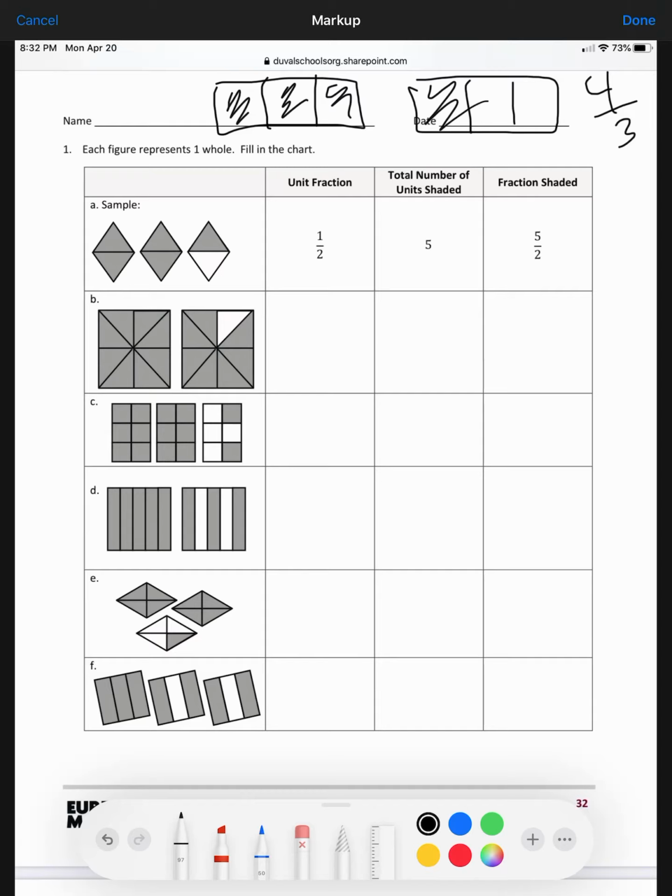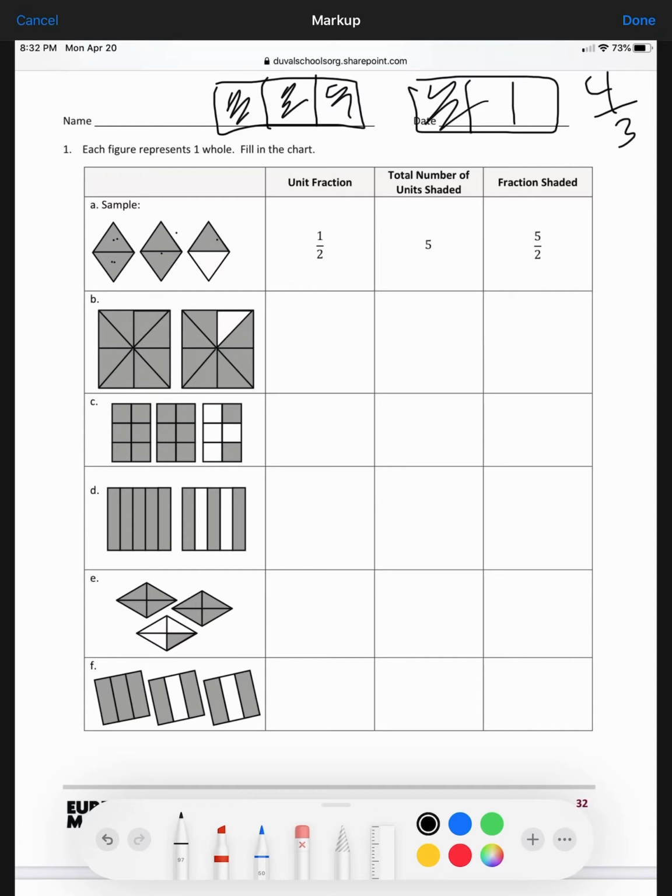So let's look at A. We have 3 diamonds here. We have 3 objects here. How many pieces is each object broken into? 1, 2. So our unit fraction is 1/2 because it's broken into 2 pieces. How many total number of units are shaded? Let's count them. 1, 2, 3, 4, 5. Total number of units shaded is 5.